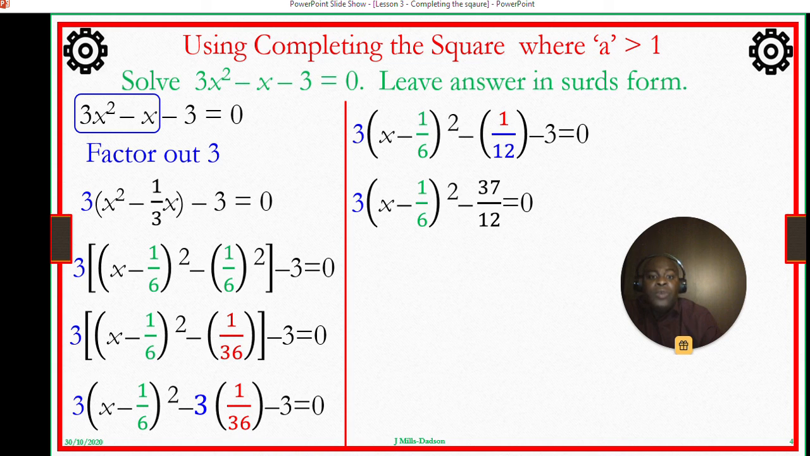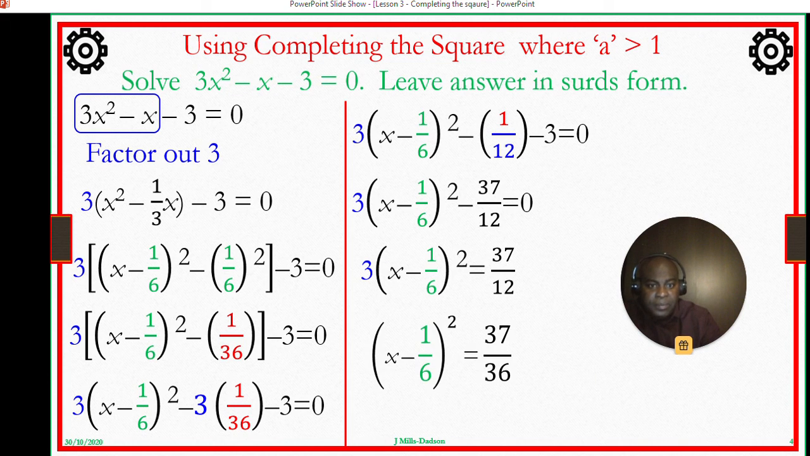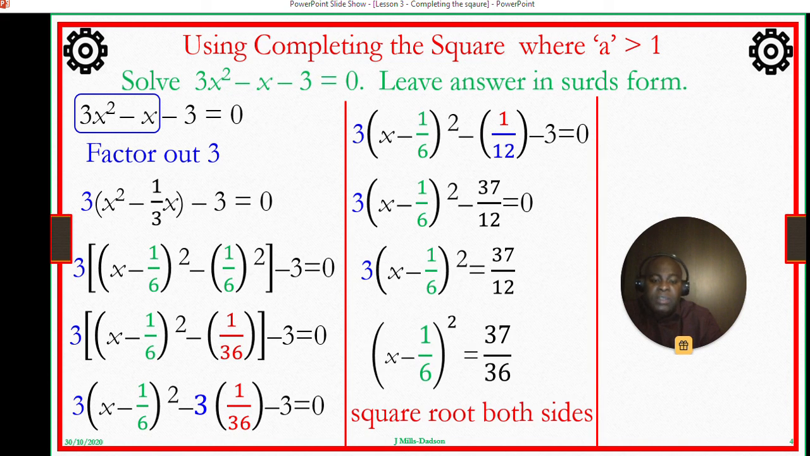Now, we need to add 37 over 12 to both sides. We now solve the equation. Then we need to get rid of multiplying by 3, because 3 is multiplying the bracket, so it goes to the other side to divide, or we divide both sides by 3. That's what we have. Now we find the square root of both sides.